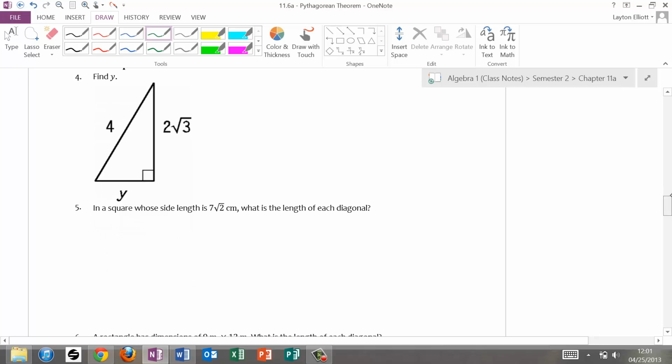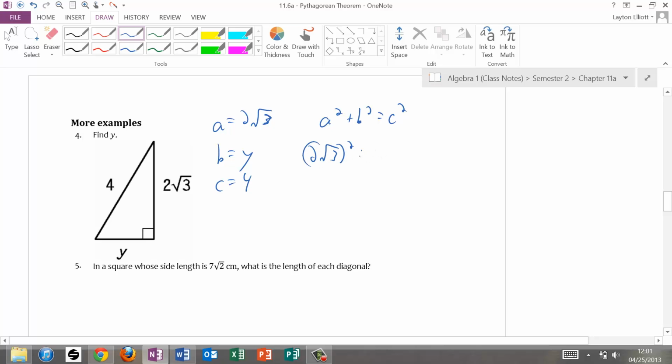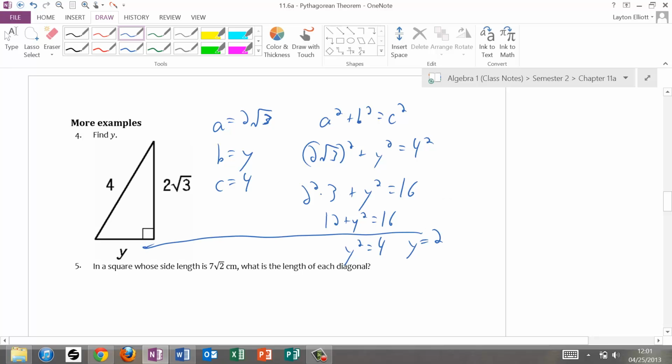Some more examples. This one says find y. It's just kind of a little image, the kind that you might see on a standardized test. If I say A is 2 radical 3, B is y, and C is 4, then I can do A squared plus B squared is equal to C squared, and say that 2 radical 3 quantity squared plus y squared is equal to 4 squared. We're going to solve for y. 2 radical 3 squared is 2 squared times radical 3 squared, which is 3, plus y squared equals 16. This is 4 times 3, so 12 plus y squared is equal to 16, or y squared is equal to 4, which means that y is equal to 2. Again, we reject negative 2, because you can't have a negative side length, at least not in this universe.